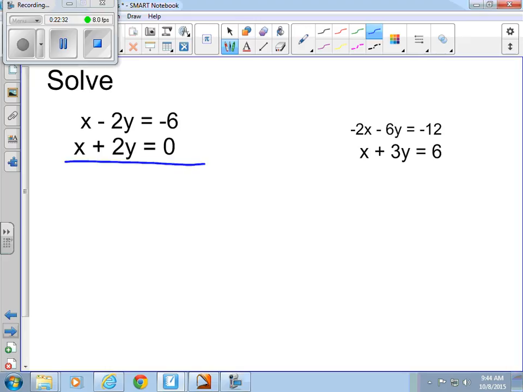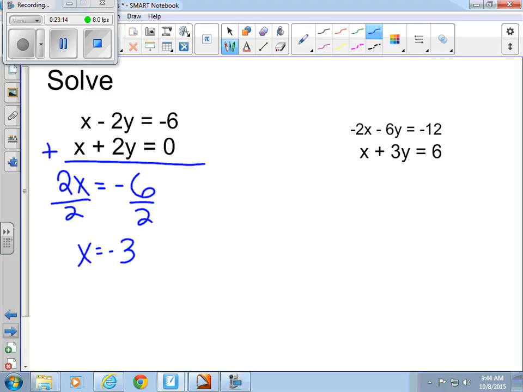So I just add them up. I get to skip step one, don't I? Really step 1 and 2. It's already done for me. So if I add them up, what do I get? Two x equals negative 6. Does everyone agree? Add the x's. 1x plus 1x is 2x. Negative 6 plus 0. What happens to the y's? They cancel. Negative 2 plus positive 2. So I get x equals negative 3.